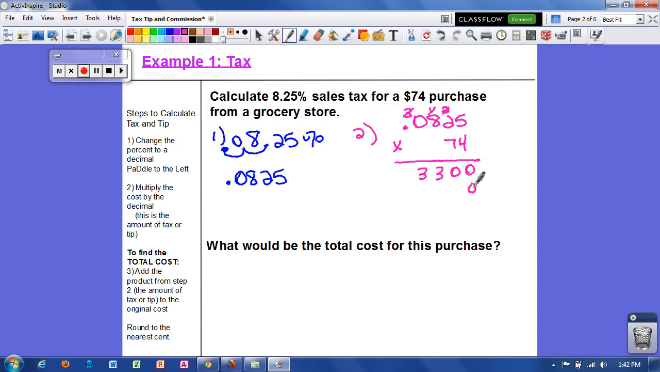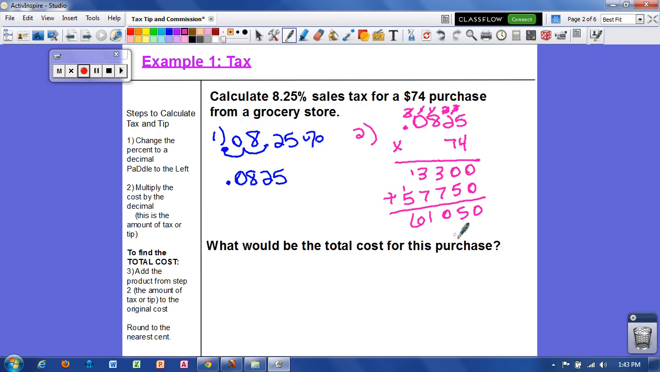I'm going to put my placeholder 0 here. 5 times 7 is 35, carry the 3. 2 times 7 is 14, plus 3 is 17. 8 times 7 is 56, plus 1 is 57. And then, of course, 0 times 7 would just be 0. Now I'm going to add all of that together. I get 0, 5, 10, carry my 1. 1 plus 3 plus 7 is 11, and 1 plus 5 is 6.